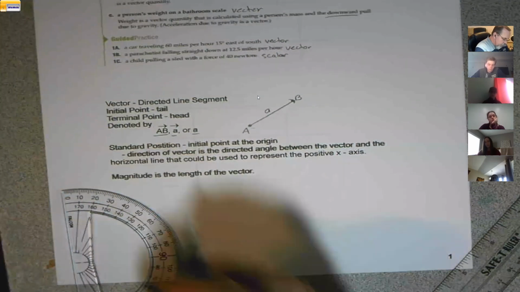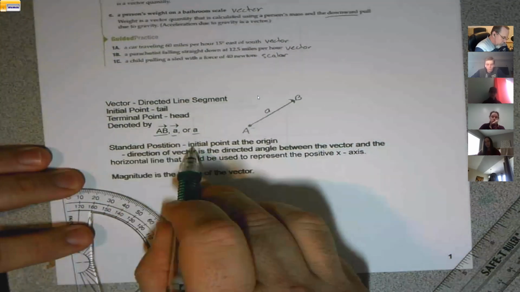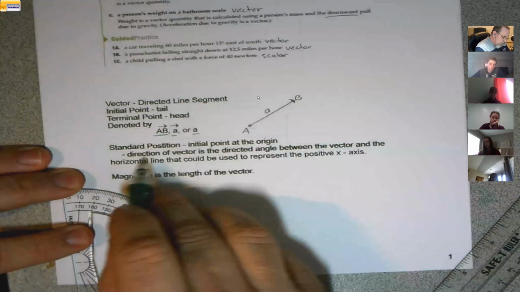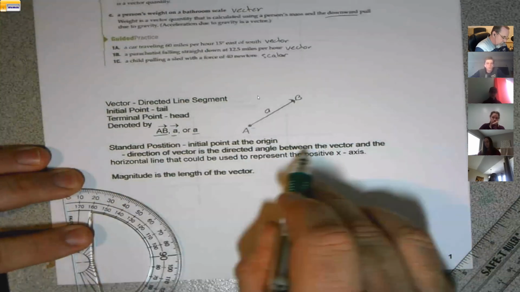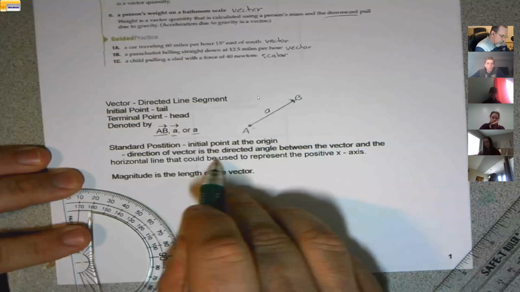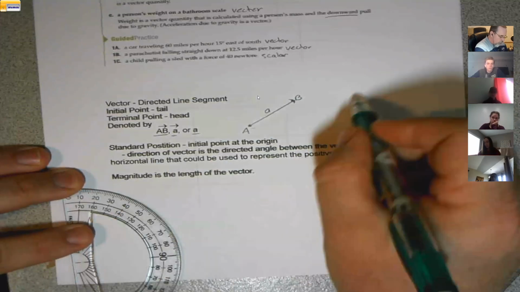Standard position. Initial point at the origin. Direction of a vector is the directed angle between the vector and the horizontal line that could be used to represent the positive x-axis. Now, what does that mean?